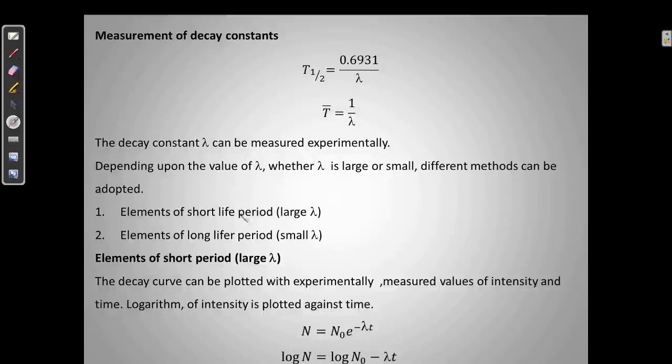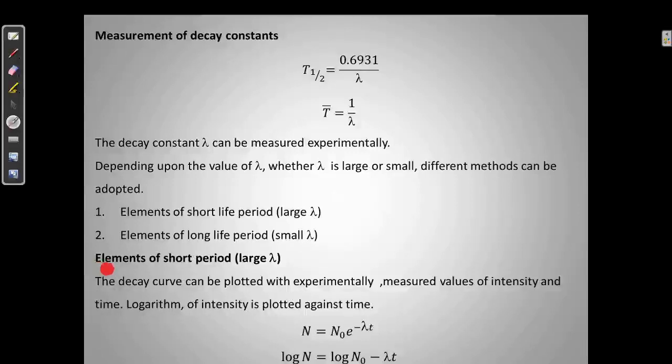So using this lambda we can find the half-life of a particular radioactive substance and also its mean life. There are two types of lambda. One is the elements of short life period. Short life period means T half is very small, that means lambda is very large. The second one is elements having long life period. A long life period means lambda should be small, very small lambda. So how can these two be measured? How are we able to measure the lambda?